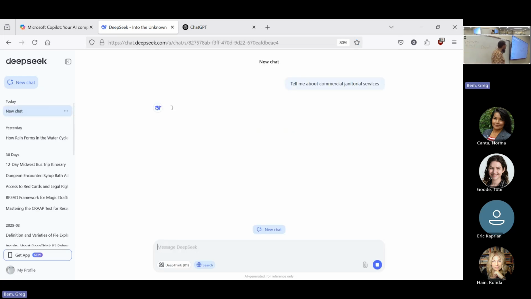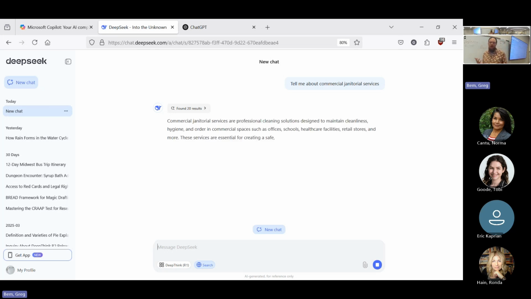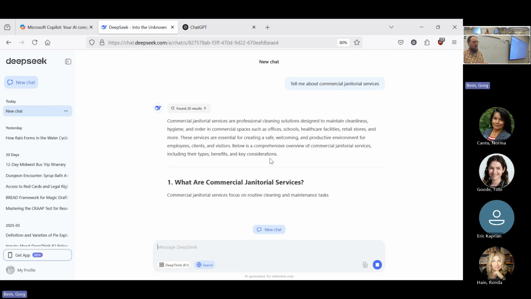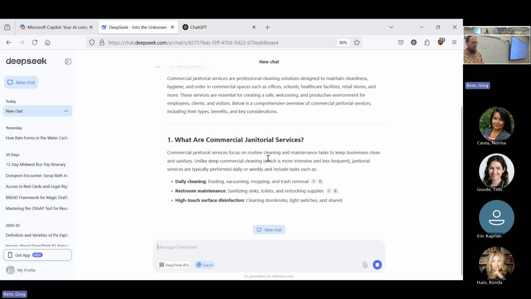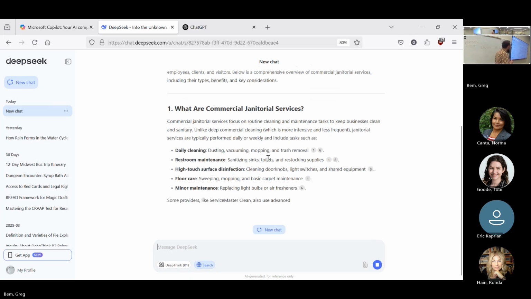I'm not turning on the R1. I mentioned R1 earlier because it takes a long time. That is another feature about DeepSeek that is very popular, very noteworthy. It's a reasoning model. So again, if you want to learn more about that, we might cover it in a workshop in the future, but for now.